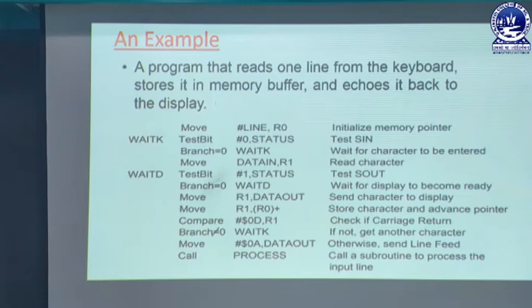Next, move to the data out. That means you have to send a line feed character. This is one location that stores the line feed character, and we have to move that to the data out register and then call a subroutine to process the input line. By calling the process, so call a subroutine to process the input line, okay.